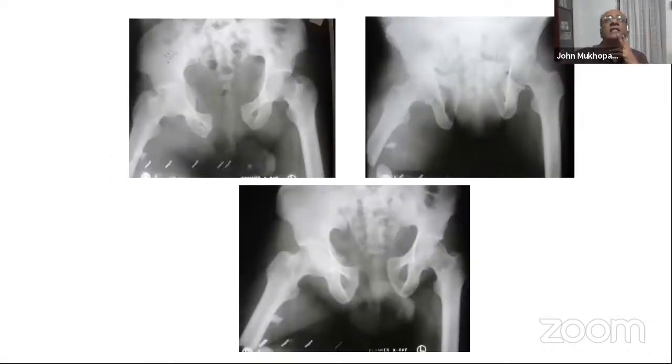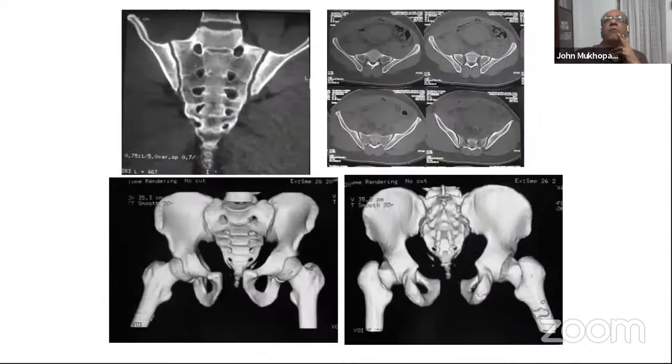So just to look at what details it provides you, there's an open book type of injury in a patient.